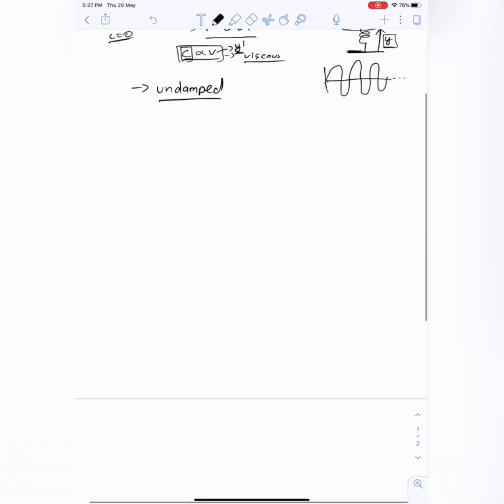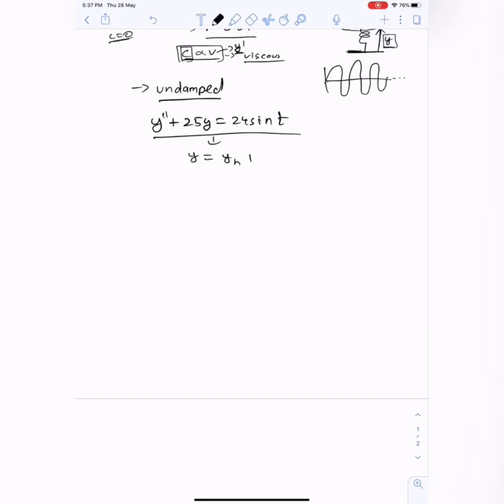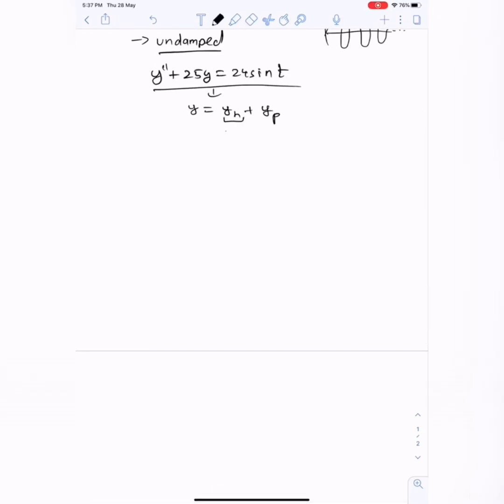So let's actually go solve our equation. Our equation is y double dash plus 25 times y equals 24 sin t. Now we can see this is a non-homogeneous equation. A non-homogeneous equation has two parts, the yh and yp, the homogeneous part and the particular part. Our homogeneous part can be solved by assuming y double dash plus 25y to be equal to 0. Basically we'll be assuming the right hand side to be equal to 0 and we'd solve this. We'll get a characteristic equation, and based on that we'll have our y, and then we'll find our homogeneous part.